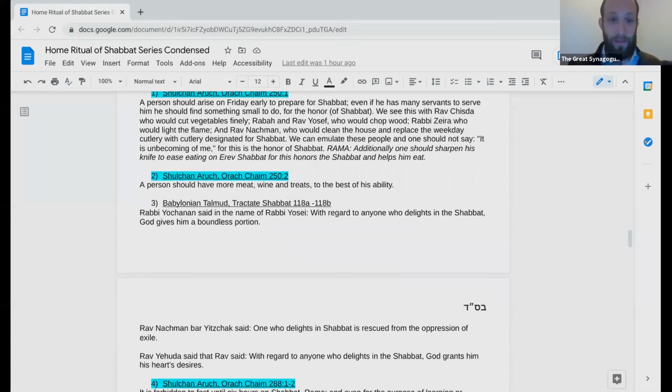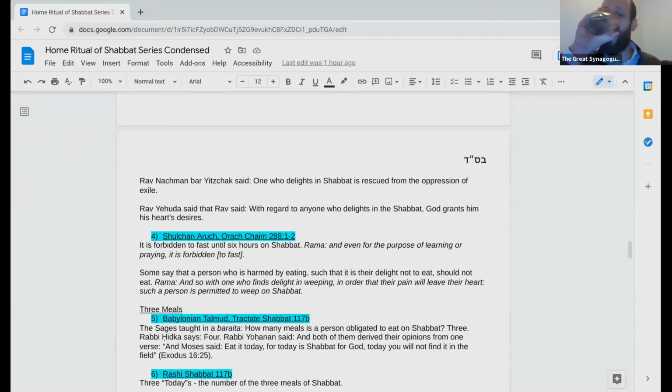Okay, source number 4. It is forbidden to fast until 6 hours on Shabbat. Ramah: even for the purpose of learning or praying, it is forbidden to fast. Some say that a person who is harmed by eating, such that it is their delight not to eat, should not eat. Ramah: and so with one who finds delight in weeping, in order that their pain will leave their heart, such a person is permitted to weep on Shabbat.